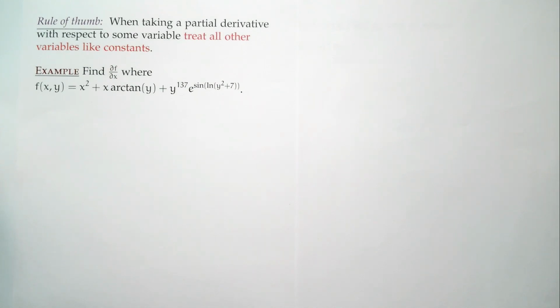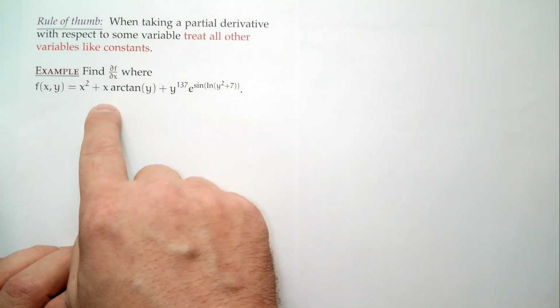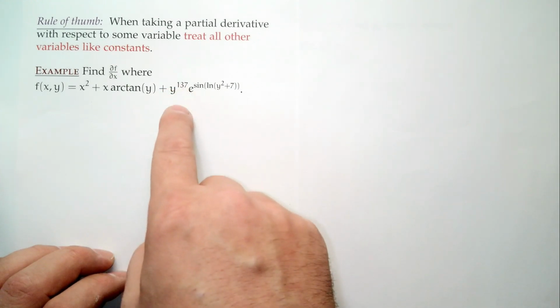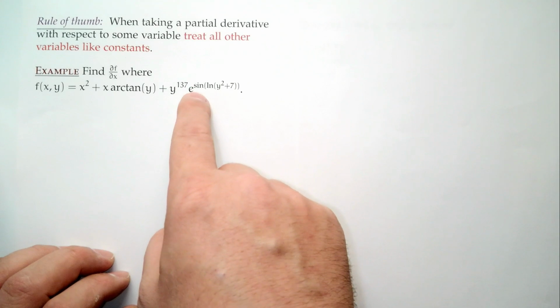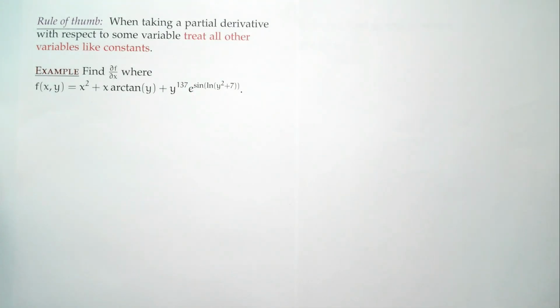Find partial f partial x of the following function. f of x, y is x squared plus x times arctangent of y plus y to the power of 137 times e to the sine of log of y squared plus 7. All right.